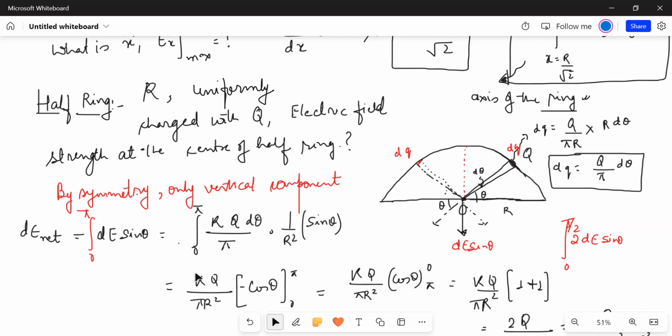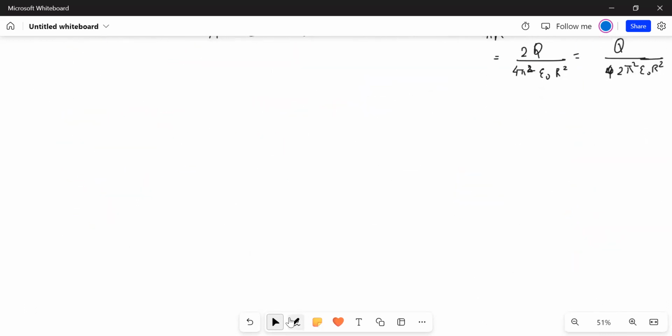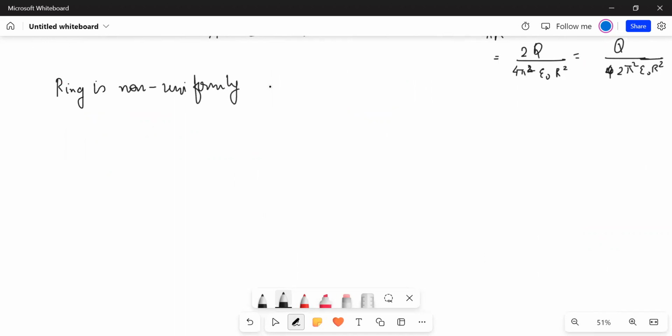Try to find the electric field again at the center only, but I will give you some variation. Till now, the ring was uniformly charged. Now let us consider the case where the ring is non-uniformly charged. Okay, so let us take a case for the non-uniform distribution of charge on the ring. If the ring is non-uniformly charged, then what? Let us understand it by an example. Let us take an example where the ring contains a linear charge density lambda.